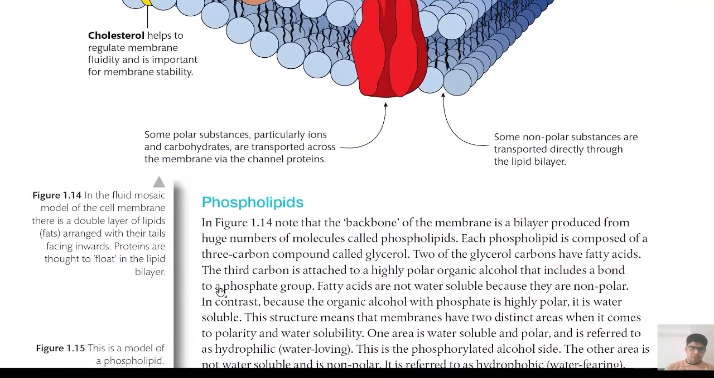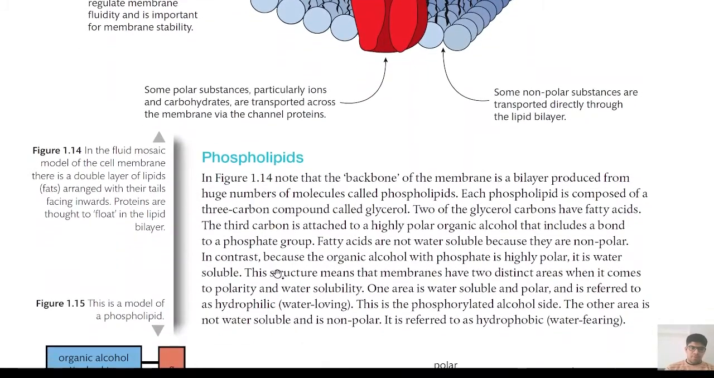And phospholipids: in figure 1.14, note that the backbone of the membrane is a bilayer produced from a huge number of molecules called phospholipids. Each phospholipid is composed of a three-carbon compound called glycerol. Two of the glycerol carbons have fatty acids, and the third carbon is attached to a highly polar organic alcohol that includes a bond to the phosphate group.